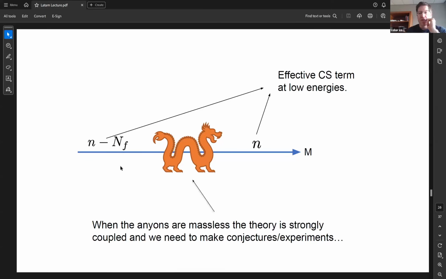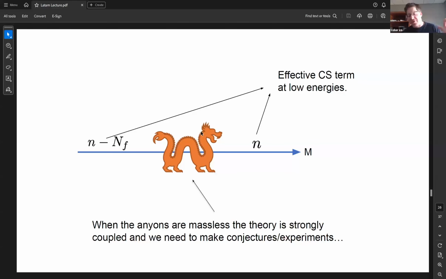So when the mass is huge and positive, you get topological order labeled by the integer little n. When the mass is huge and negative, you get topological order labeled by the integer n minus nf, where nf is the number of species. And what happens in between, that's where there are dragons, okay? So we don't know. We don't have a good numerical algorithm that solves these quantum field theories of anyons with light anyons. That's when the mass is very small, okay?